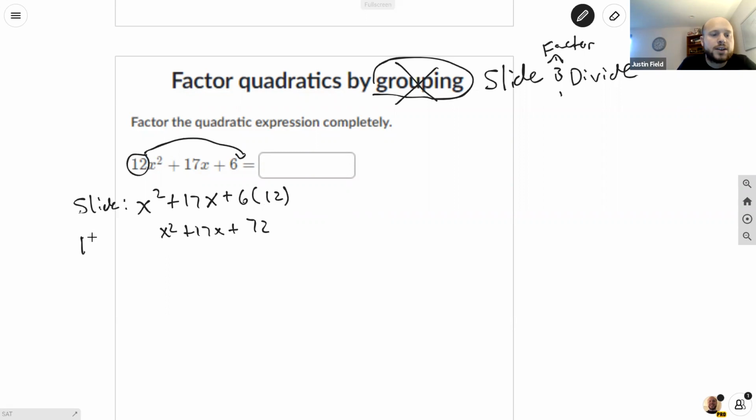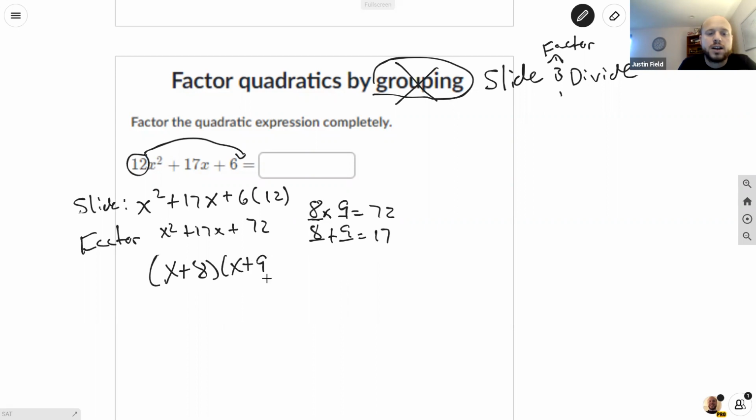Now we're going to factor. So what two numbers multiply to 72? And those same two numbers have to add to 17. Well, I know my favorite two numbers to multiply to 72 are 8 and 9. And guess what? 8 plus 9 is 17. So x plus 8, x plus 9.